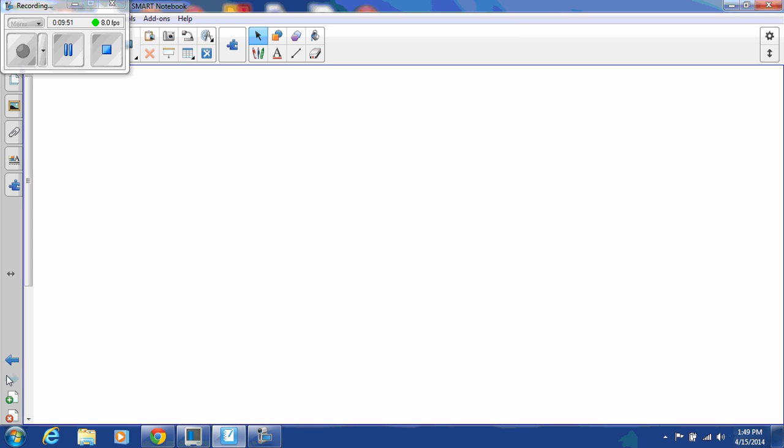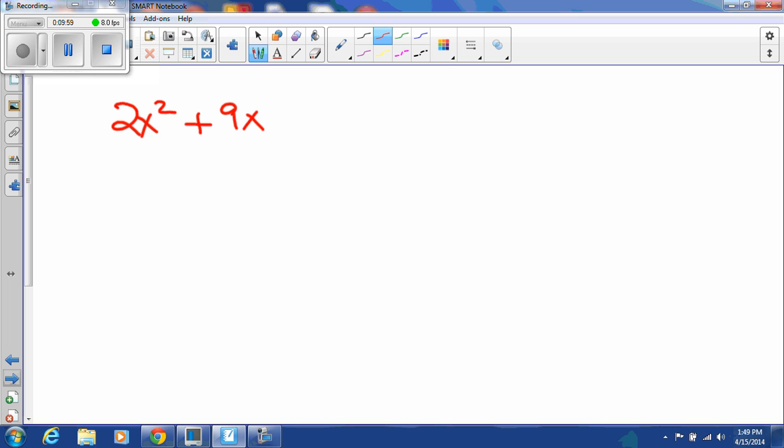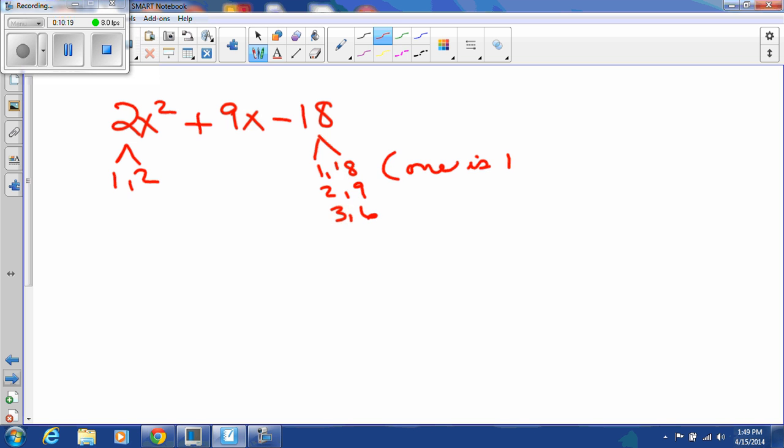I have 2 more examples for you today, looking at 2 different cases. In this next example, the last term is also negative. 2x squared plus 9x minus 18. Factors of 2 are 1 and 2. Factors of 18 are 1 and 18, 2 and 9, 3 and 6. Now I know when I use these two factors, one is positive, one is negative.